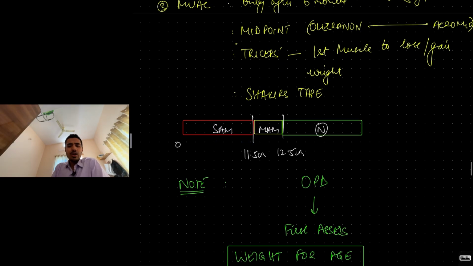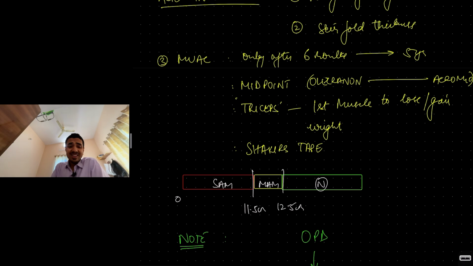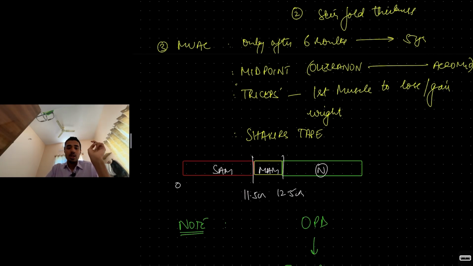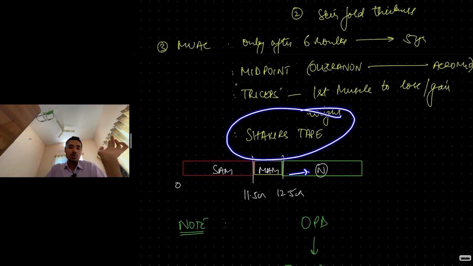Why acute malnutrition? Because of the triceps, the muscle bulk is not just the biceps but the triceps. This triceps is like the first muscle to lose weight or gain weight. Whenever it comes to nutrition in our body, the triceps muscle is the first one to either lose weight or gain weight. So it is very very accurate. Mid upper arm circumference is a very good indicator of acute nutritional status. So less than 11.5 SAM, 11.5 to 12.5 moderate acute malnutrition, and more than that is normal. Shakir's tape is what is used.